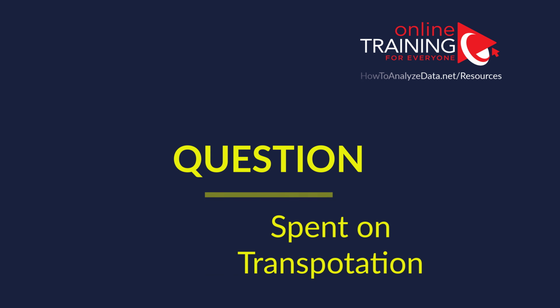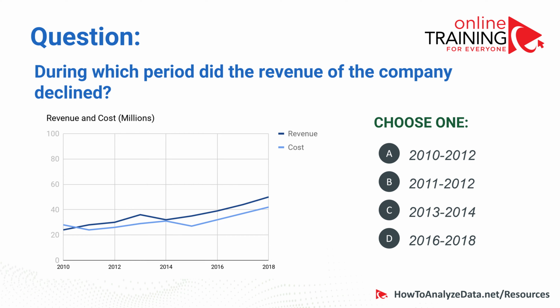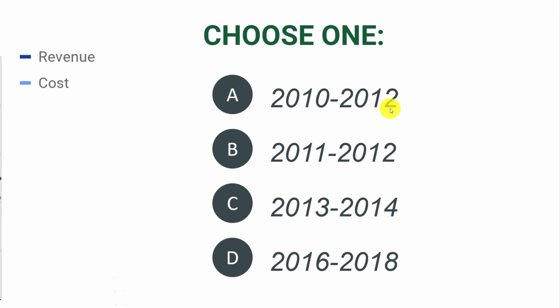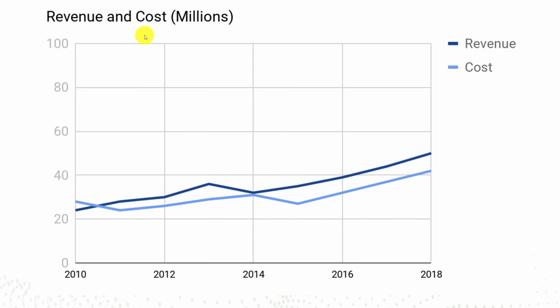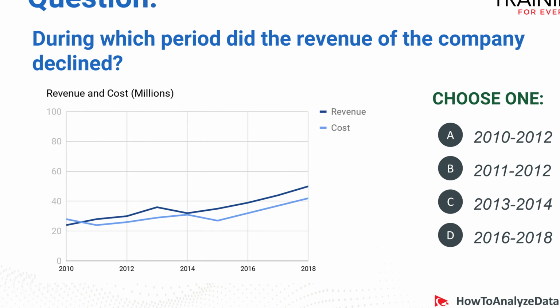Let's look at the question which tests your knowledge of charts and graphs, logical reasoning, and math reasoning. During which period did the revenue for the company decline? And you have 4 periods: 2010 to 2012, 2011 to 2012, 2013 to 2014, and 2016 to 2018. And then you have a chart which represents revenues and costs. Which one do you think is the right answer here?